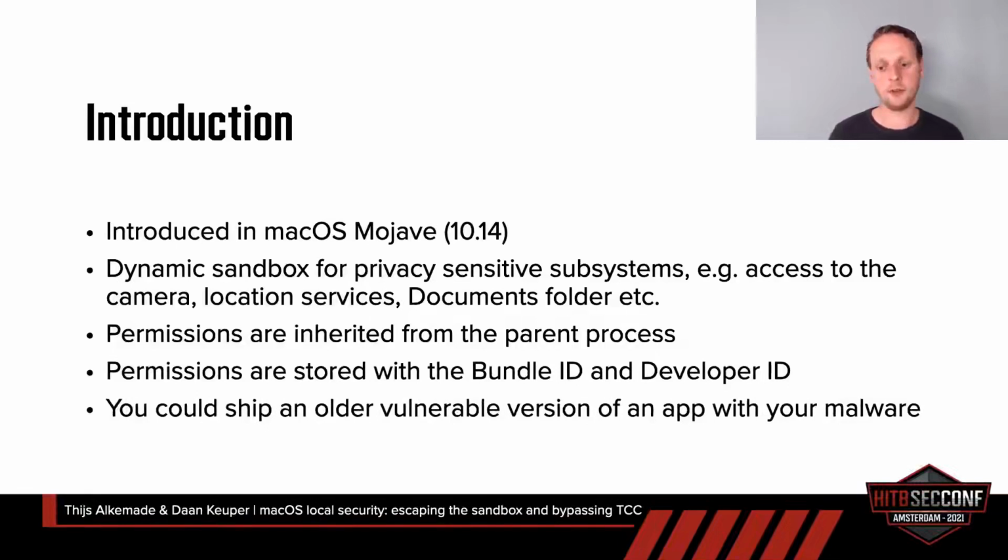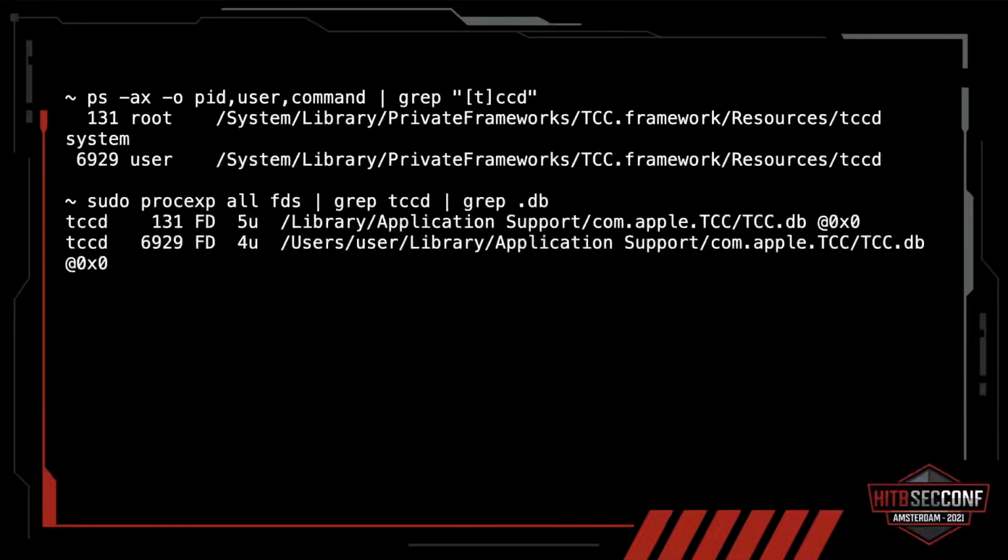So permissions are inherited from the parent process, and the permission an application has is stored with the bundle ID and the developer ID. So the same thing applies here as to Gatekeeper, the code signing system, namely that if an application has a specific set of permissions, you could just run an older version of the same app which has a known vulnerability, and you as an attacker will also be able to inherit that permission.